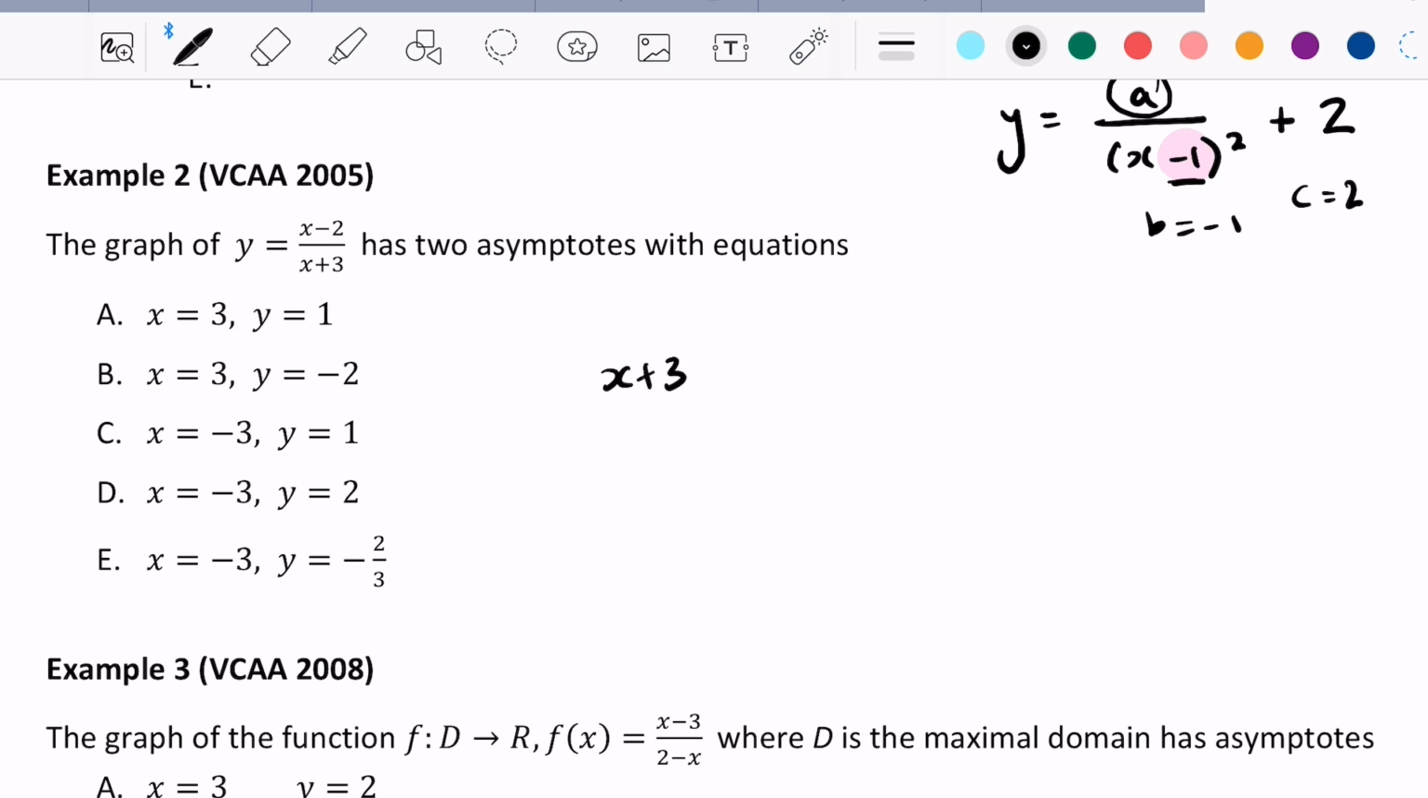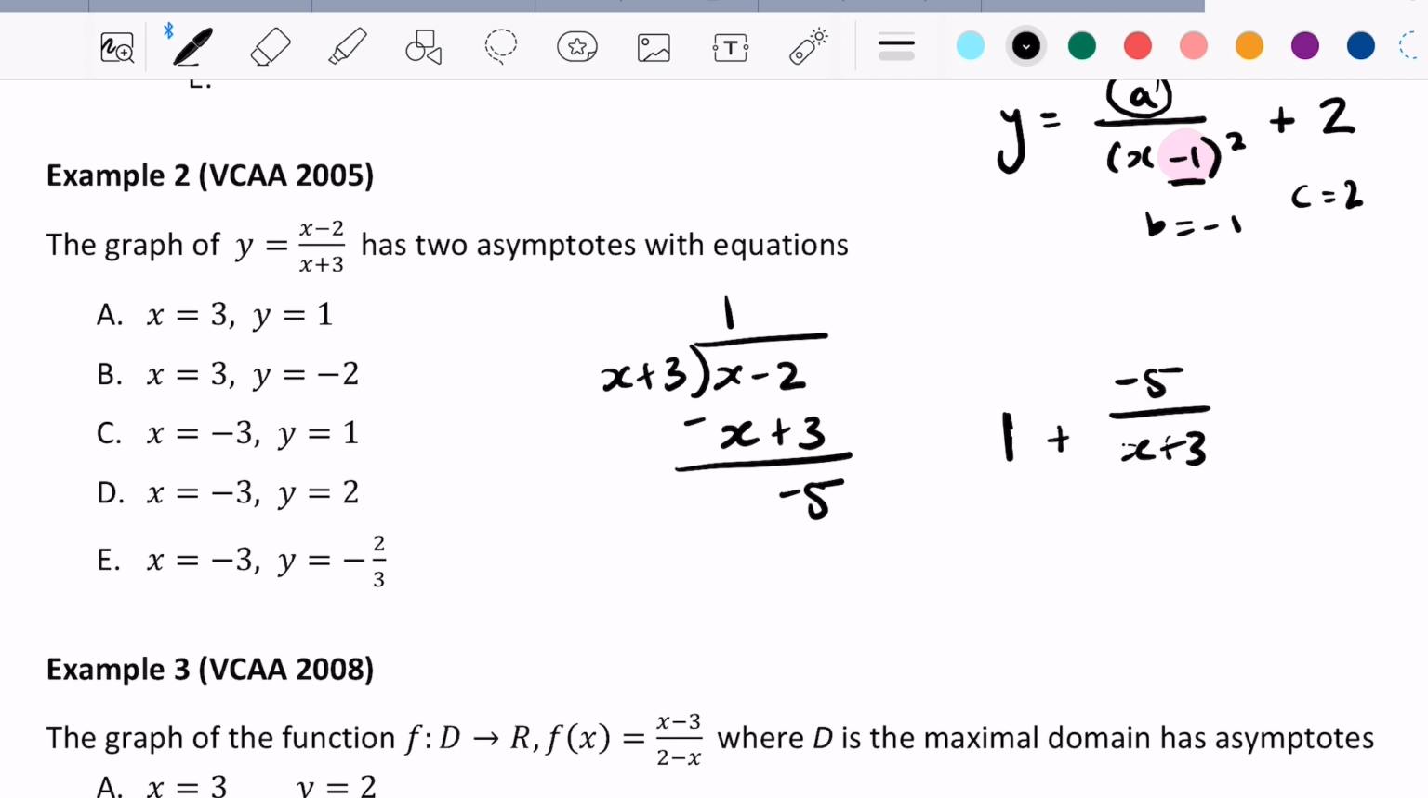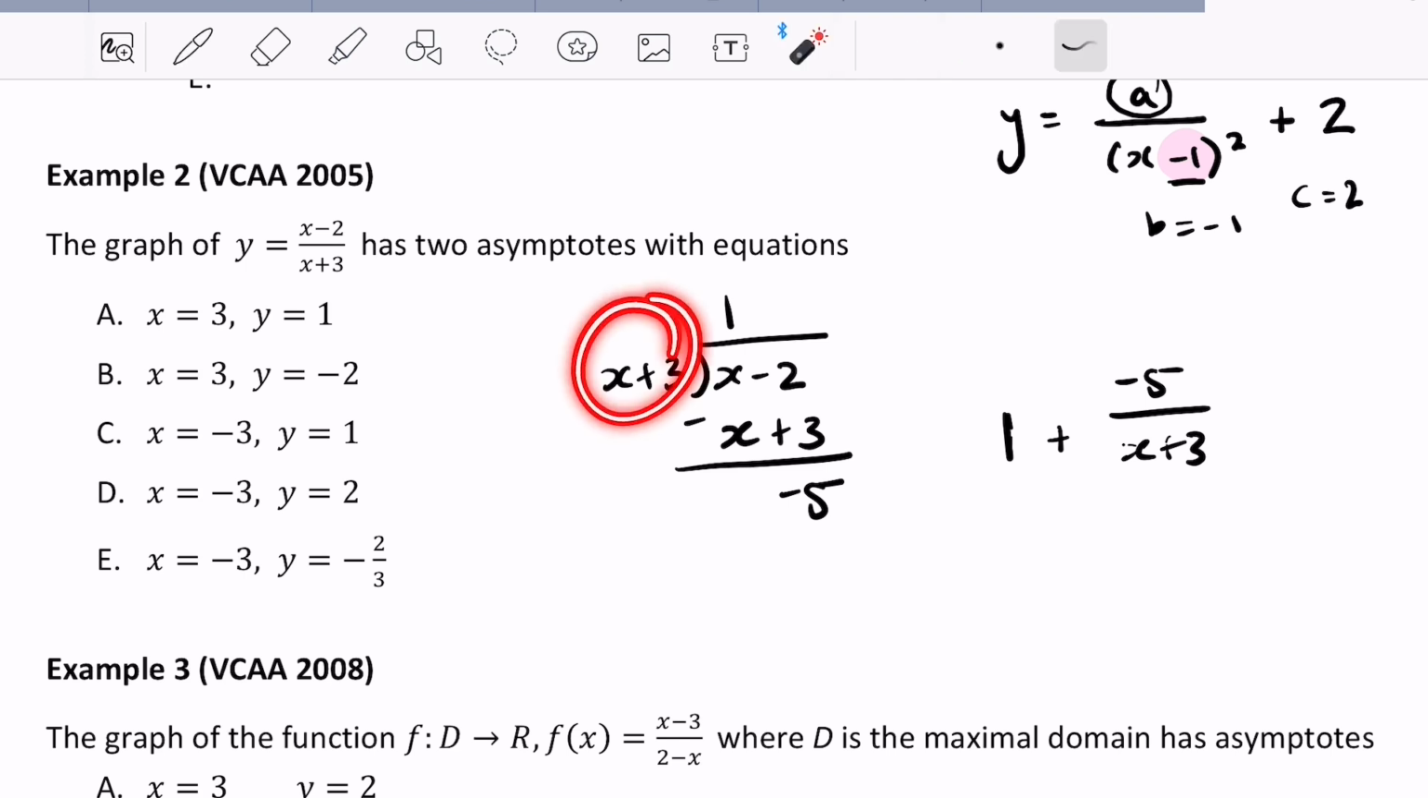So whenever you've got anything of this form, we just divide it through. x goes into x one time. 1 times x is x. 1 times 3 is 3. And then we'll go ahead and subtract. x minus x is 0, which is what we want. And then -2 minus 3 is going to be -5. So what this tells me is that I've got one whole, and then I've also got -5 as a remainder. And when we have a remainder, we always write it over our divisor.